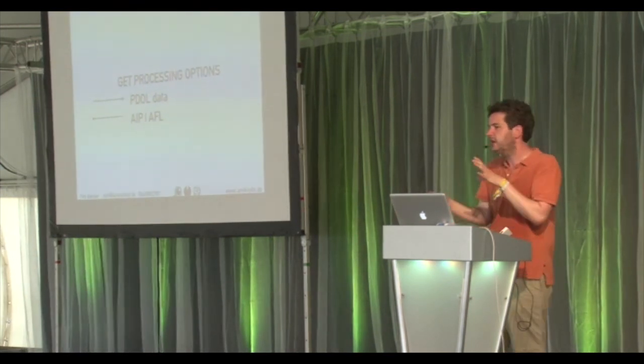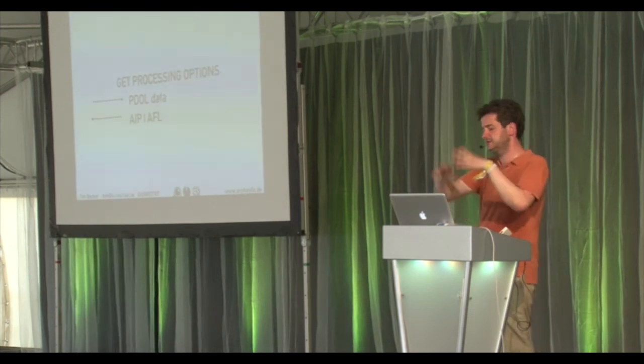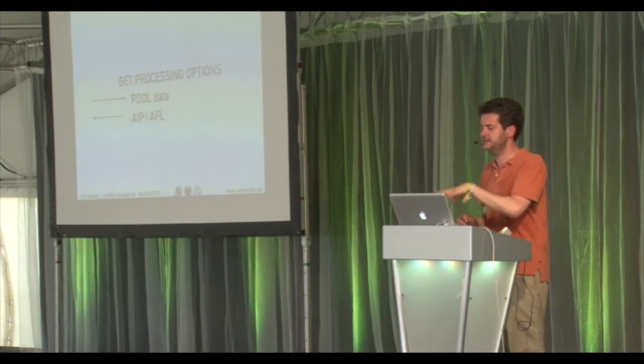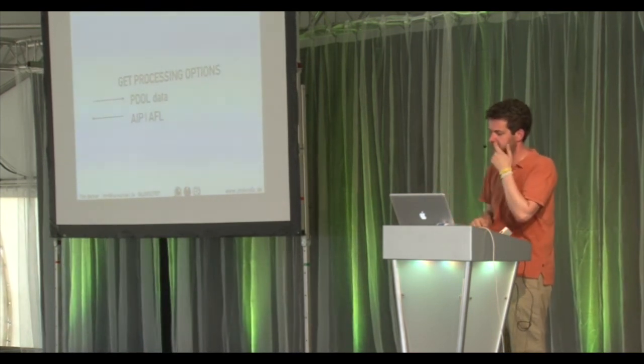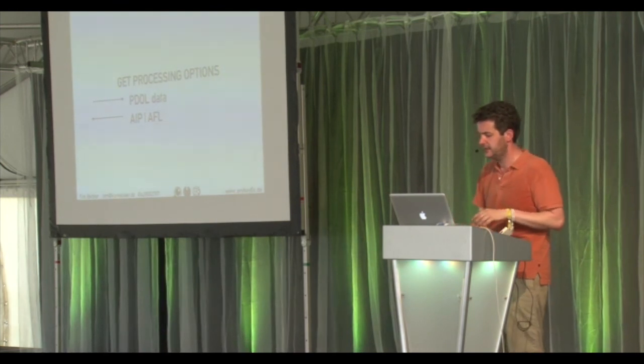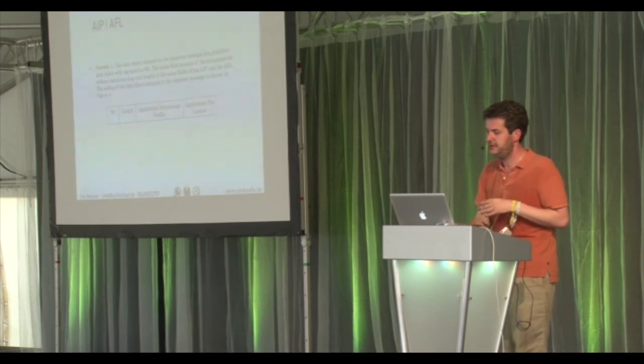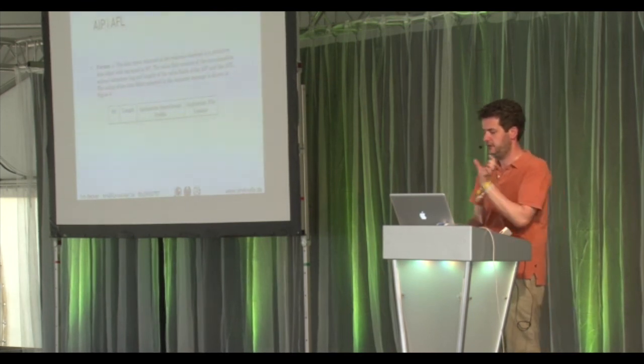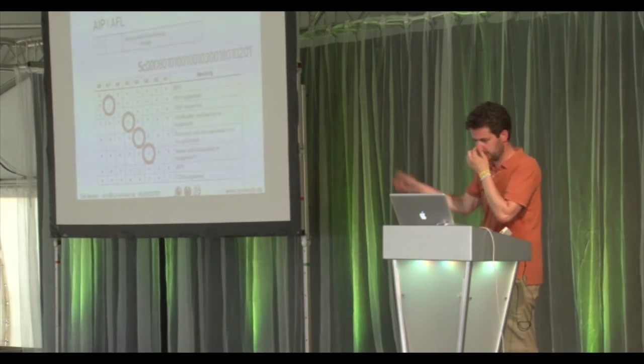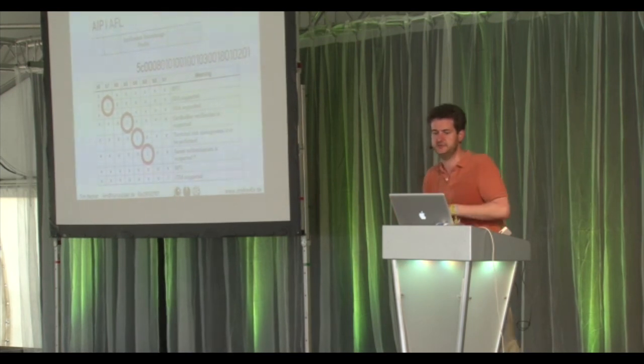So you send it PDOL data, processing data, object list. You always have these object lists. In this case, we just sent it empty data because the card didn't request any data. And then it sends back an AIP and an AFL. The AIP is the first bytes of this. So in our case, it was 5C00.